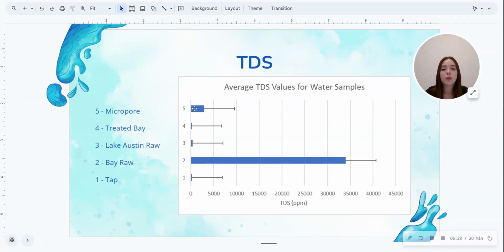Number 5 here is going to be our micropores. 4 is the treated bay. 3 is the Lake Austin raw. Number 2 is the bay raw water, and number 1 is going to be your raw water. Once again, bay raw water is going to be the highest, and it looks like treated bay water is the lowest for the TDS in parts per million.